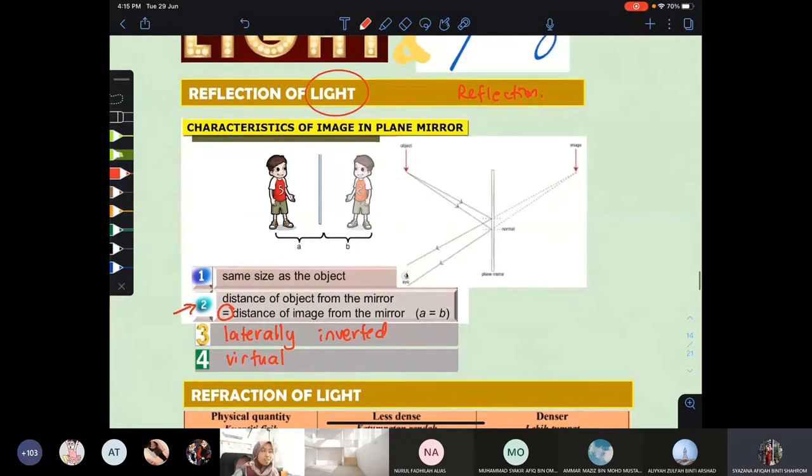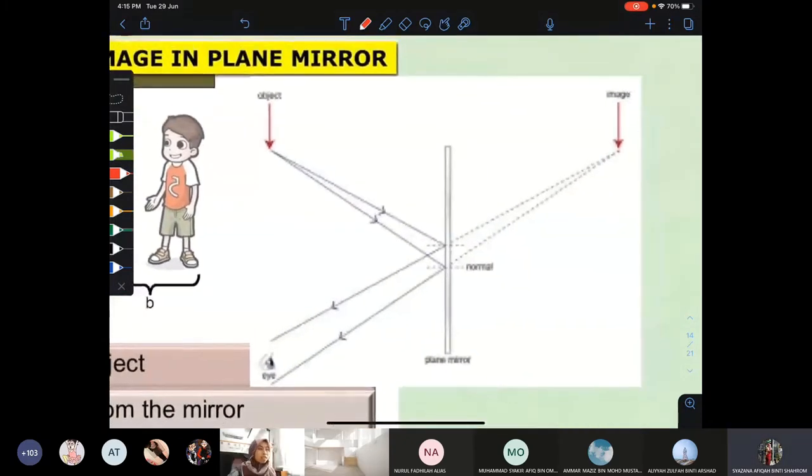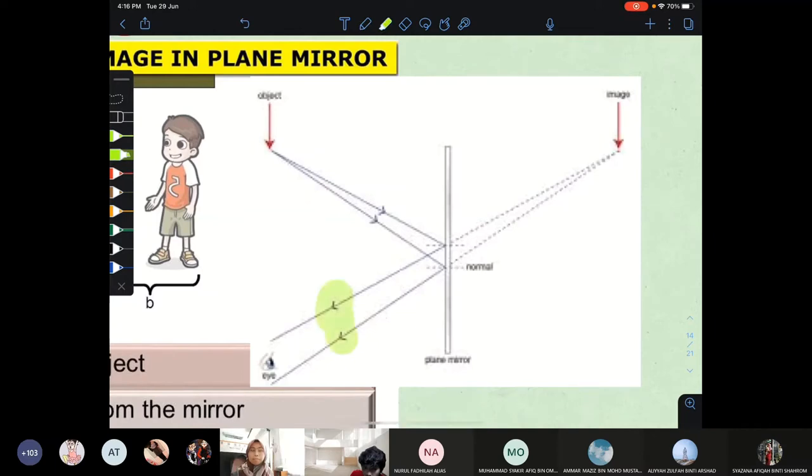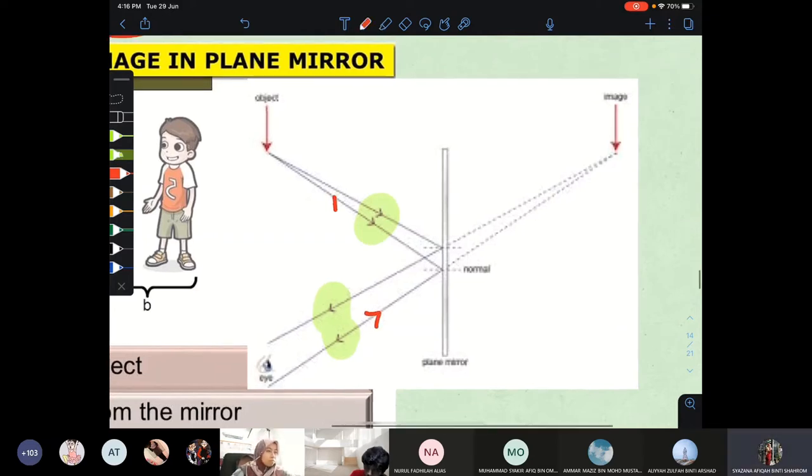Okay, this diagram rarely comes out but it has appeared before. The question: you are given an object here, and you are asked to draw the image and the ray of light. What is important here, I want you to take note, is the arrows. Arrow from where to where? Students often make mistakes. Often students draw the arrow from the eye to the object. That is wrong. Actually the light gets into your eye. That is the common mistake in drawing the arrows.